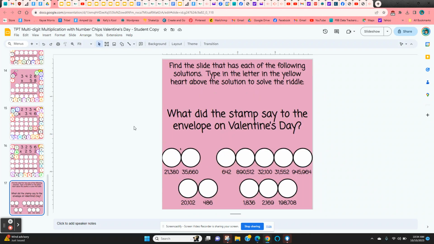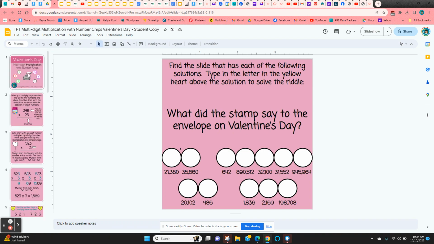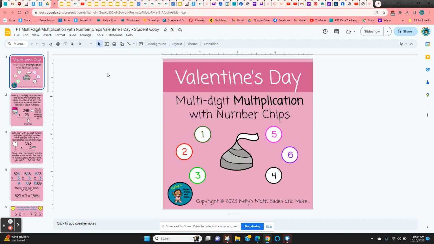And then when they get to the final slide, they have a Valentine's Day riddle. They're going to go back to the previous slides and find all of these products, and they're just going to type in the letter in the yellow heart that matches, and they should be able to solve the Valentine's Day riddle. So this is a Valentine's Day lesson on multi-digit multiplication with number chips.